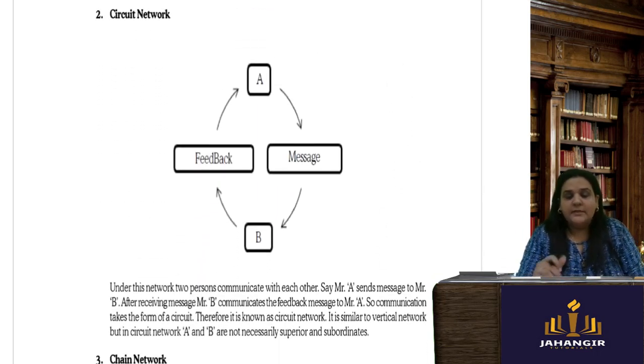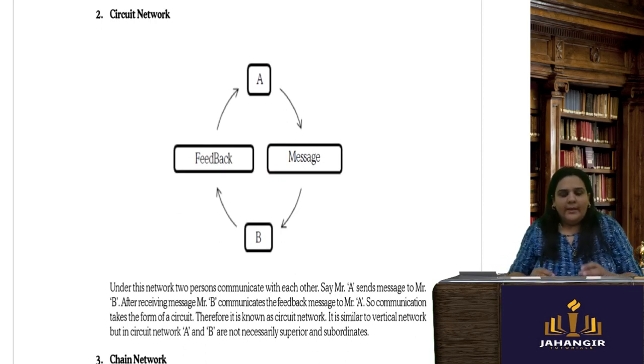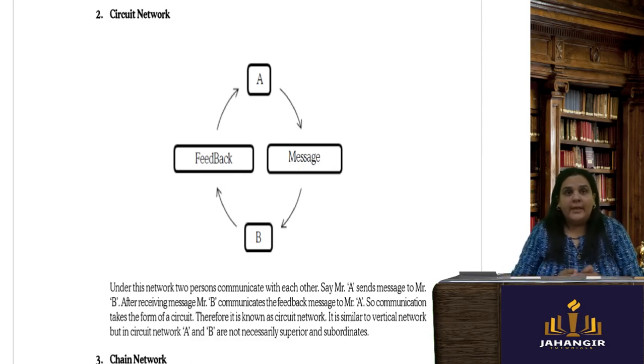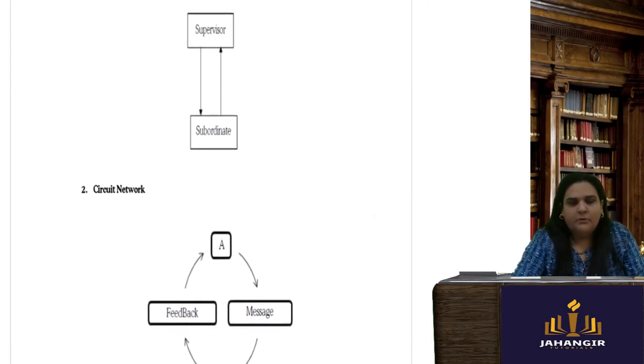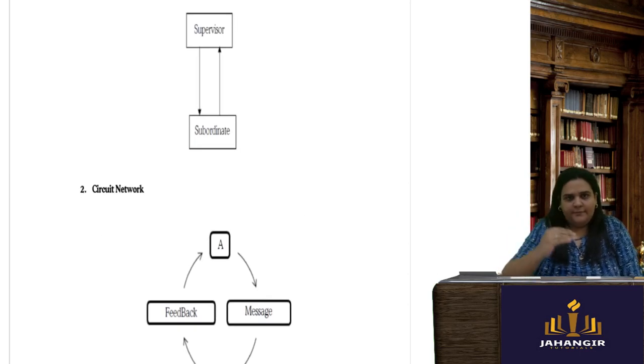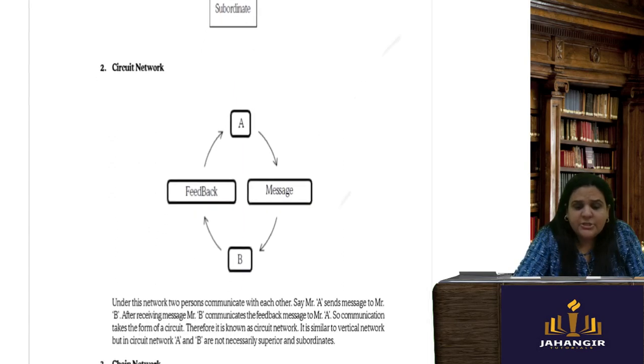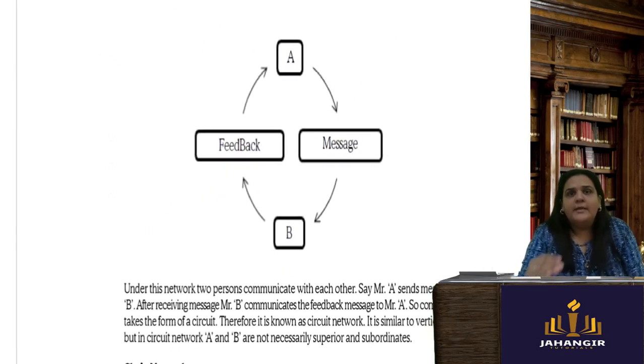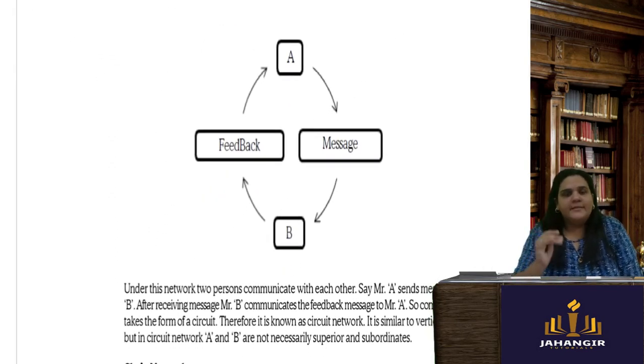Okay, circuit network will be where A sends a message to B and then B gives feedback to A. Now you will ask me what is the difference between the supervisor and subordinate. See, it's almost the same thing, from one person to another. But here, the relationship in a circuit network between A and B is not that of a supervisor and a subordinate. They both can be heads, they both can be directors, when they communicate with each other.